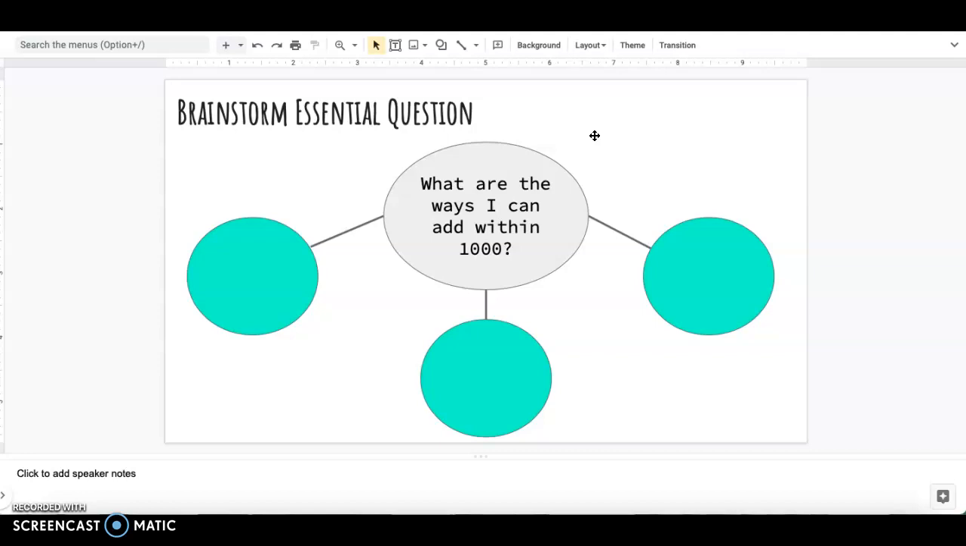So after I pose this question to my students, I will have some of them share the different methods for solving 2-digit addition within 1,000, and we will place those answers in the bubbles.